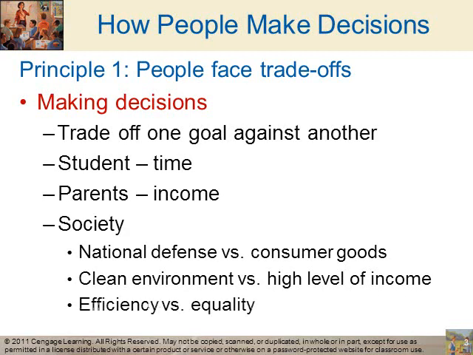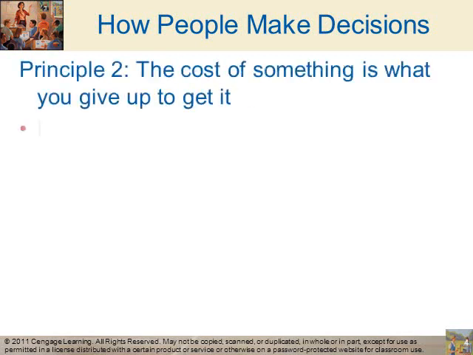Number one is the concept that people face trade-offs, and what it means is that whenever you make a decision, you are leaving out another decision. For example, if you decide to do the dishes today, it means that this half an hour that you are doing the dishes, you are not working.